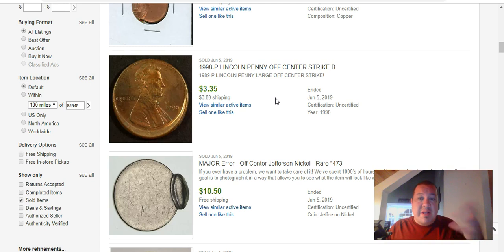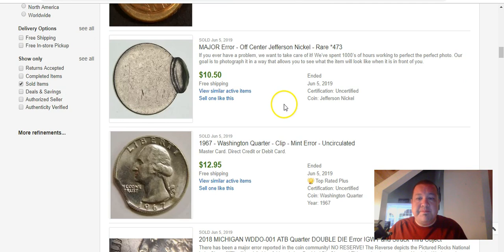The picture is relatively clear, albeit a little bit dark. The one thing I like to tell people is to lighten or overexpose it just a hair, and you could actually do that on your phone device pretty easily. So we have that. A major error, off-center Jefferson Nickel. Okay, yeah, it is a major error, but in terms of desirability, it's not as desirable as an off-center error where you can actually see the full date and actually some design devices of that coin. But this one sold for $10.50.